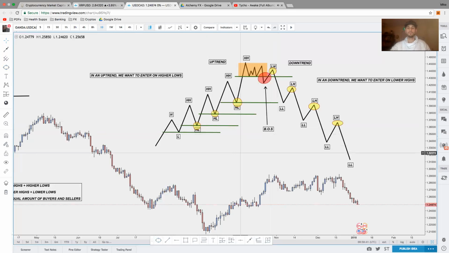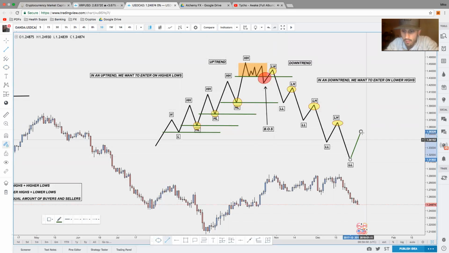So let's go to it. I'm not going to really explain this part, but I'll just draw from an uptrend to a downtrend, going back up to an uptrend, just so you can see both sides of the coin here. Guess it'll be green for now. Okay.